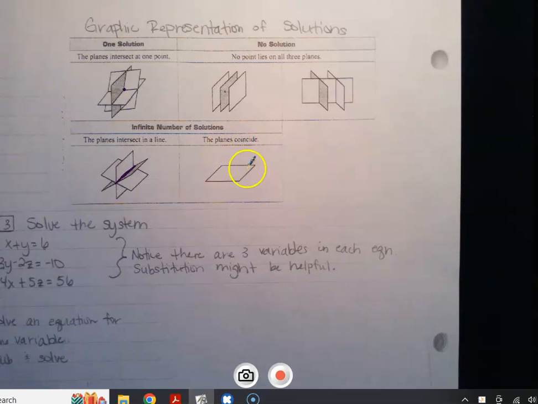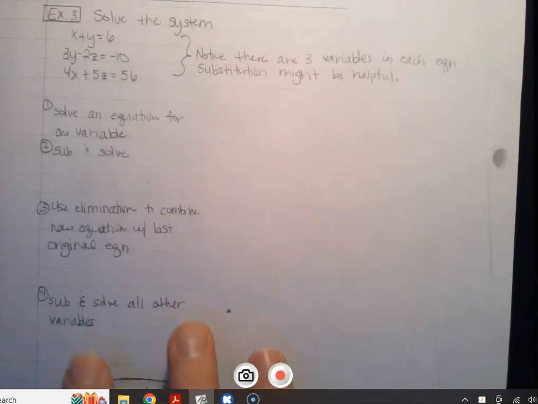Or the planes coincide. So all 3 of these are the exact same plane, just like we have lines. But again, it's kind of a graphic representation, so you see, I'm graphing planes instead of lines at this point. We're looking at a planar system. So again, not anything that you really have to know or reproduce, but just to kind of get.